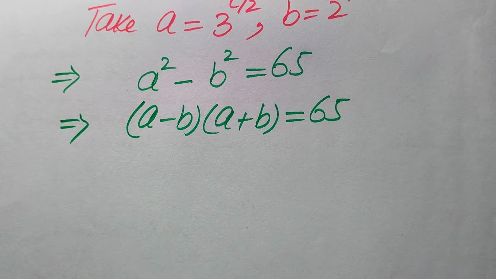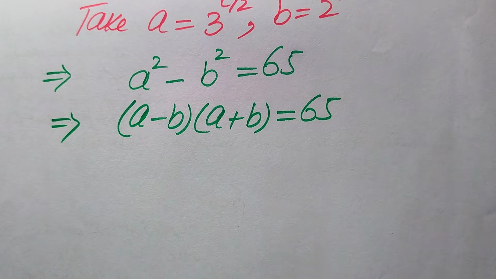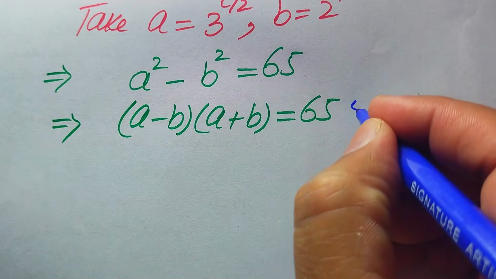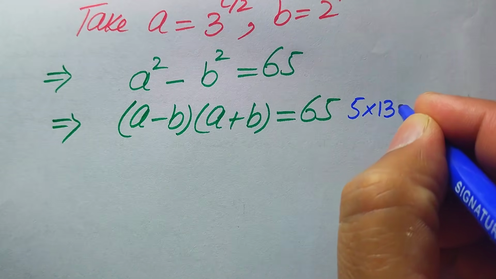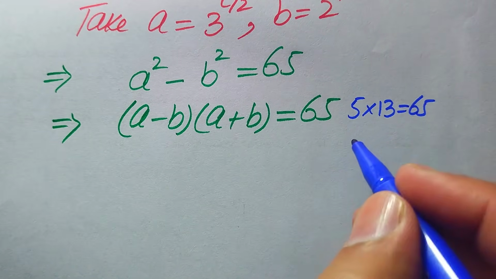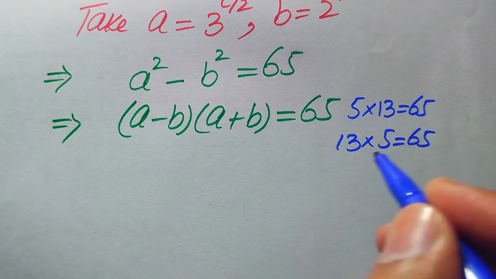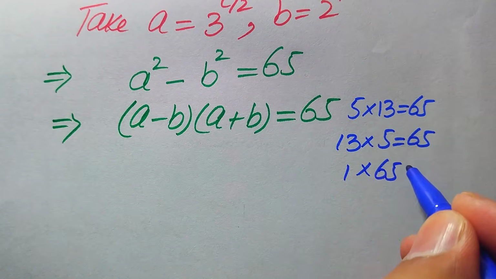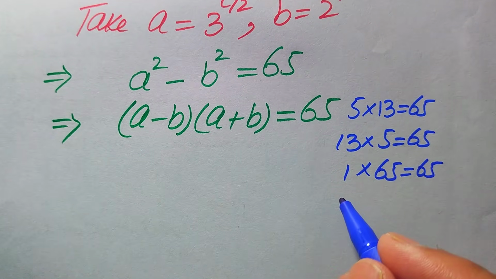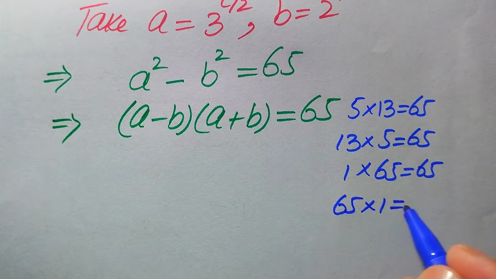Now on the right hand side we have only one number, so we need to find two positive integers whose product is 65. So we have some possibilities: 5 times 13 is equal to 65, and 13 times 5 is also 65. 1 times 65 is 65, and 65 times 1 is also 65.